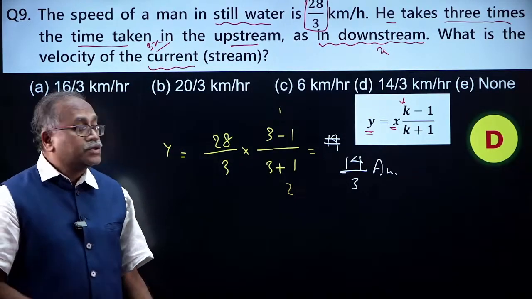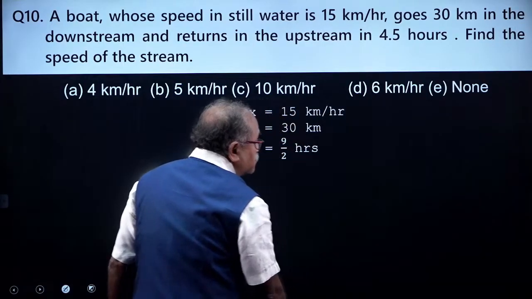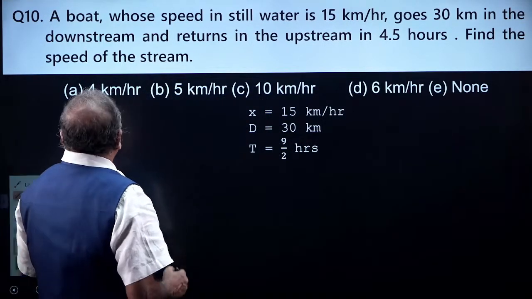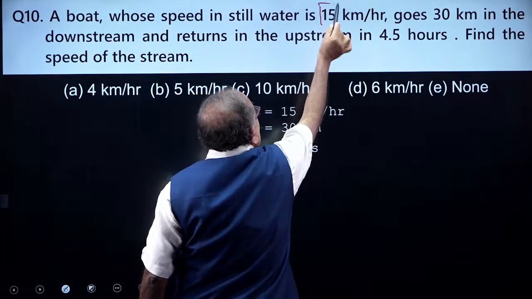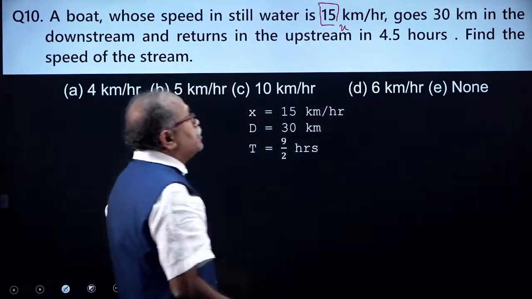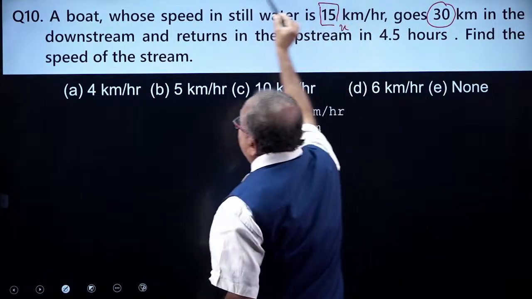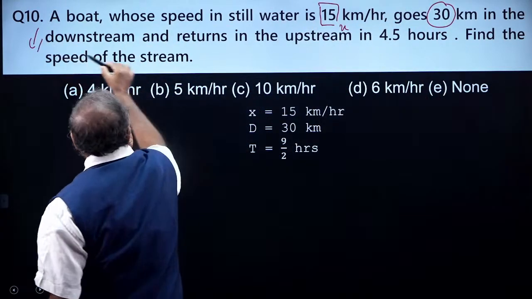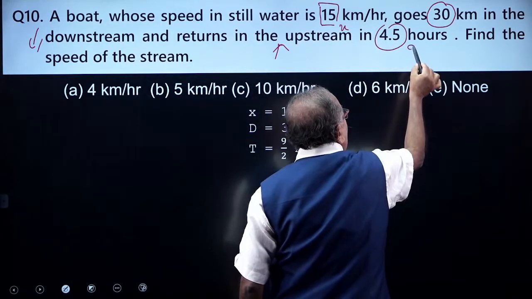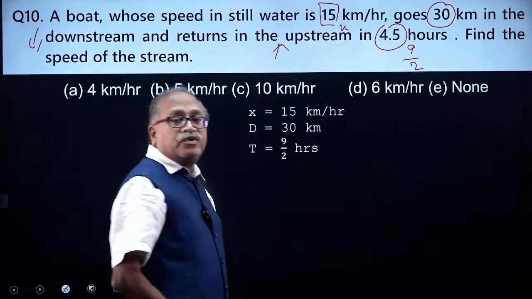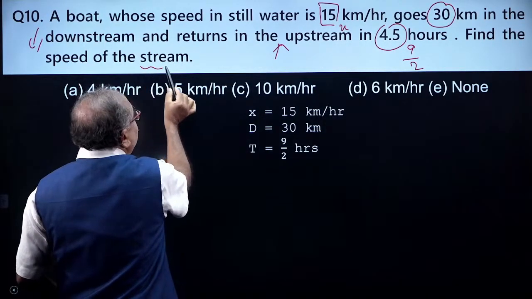I am moving on to the next, which is this. Here a boat whose speed in still water, that is x, 15 kilometer per hour, goes 30 kilometer downstream and returns upstream in 9 by 2 hours. 4.5 is 9 by 2 hours. Find the speed of the stream.